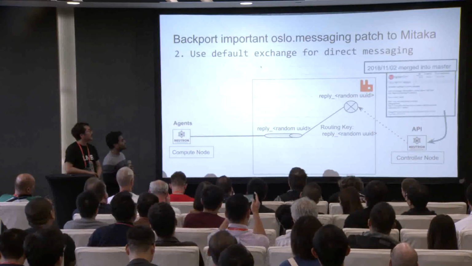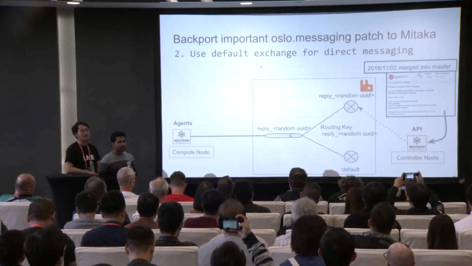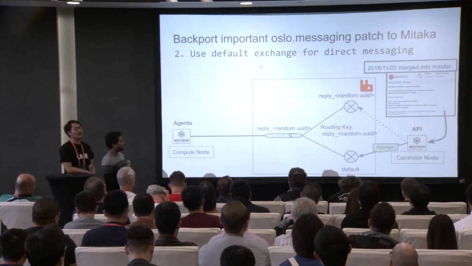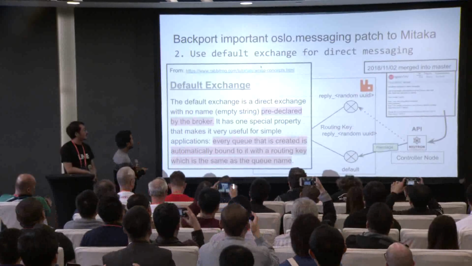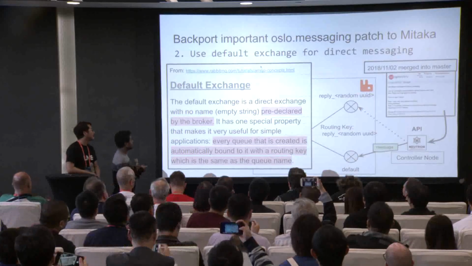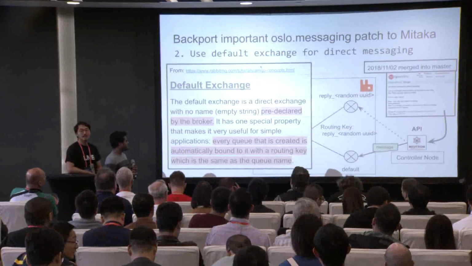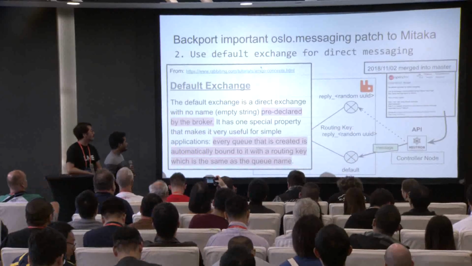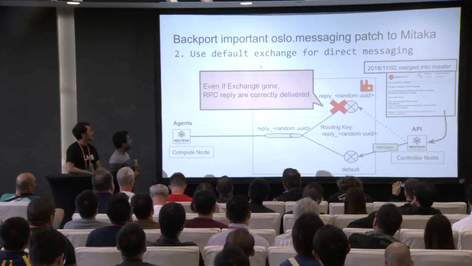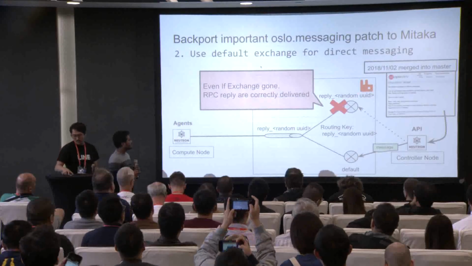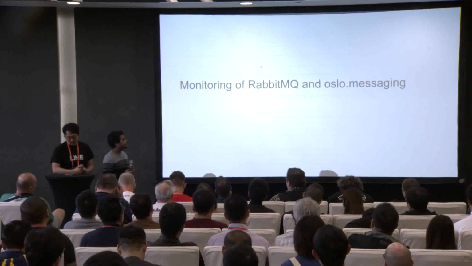So finally, upstream has a solution to this. It recommends using the default exchange, which is created by the RabbitMQ broker itself at the beginning. When the message is sent to the default exchange, it can guarantee that it will be received by the consumers. The default exchange is a direct exchange with no name, pre-declared by the RabbitMQ broker itself. Every queue that is created is automatically bound to that direct exchange. So there is guaranteed message delivery. Even if the exchange goes down, RPC replies are correctly delivered. So this was about various backports that we did to our Mitaka version.